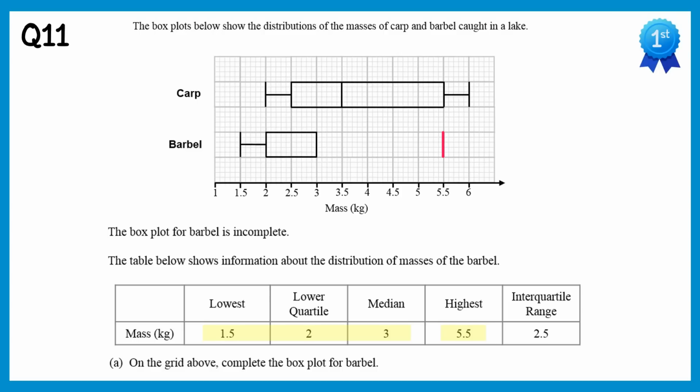And then we have the interquartile range at 2.5. Now we don't plot 2.5. We're going to use the interquartile range to work out the missing value, which is the upper quartile. Since the interquartile range is the difference between the upper and lower quartiles, if we take the lower quartile, which is 2, and add the interquartile range 2.5, we'll get the upper quartile at 4.5. So we draw a line at 4.5, and then complete the box plot like this.